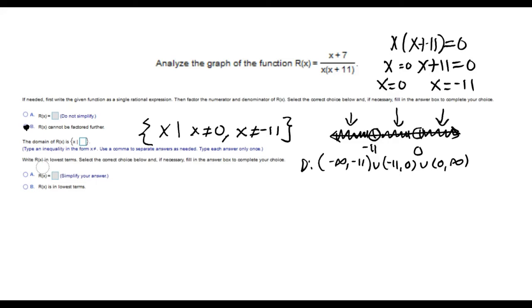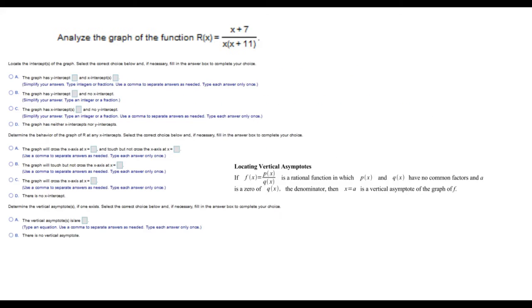And then, as I said earlier, we want to write our function in lowest terms, and this one doesn't have any common factors, so it is already in lowest terms. We want to continue analyzing this function by finding any x and y intercepts. So let's first find a y-intercept.